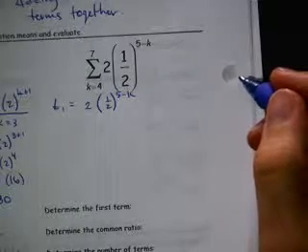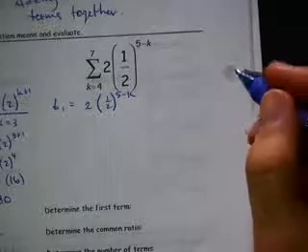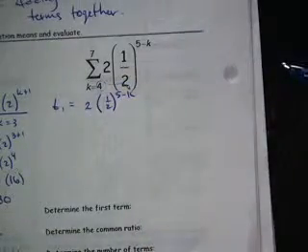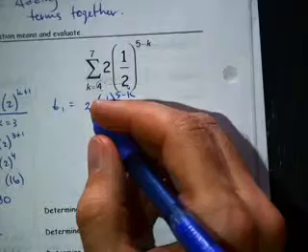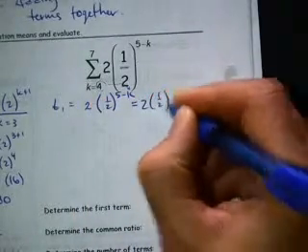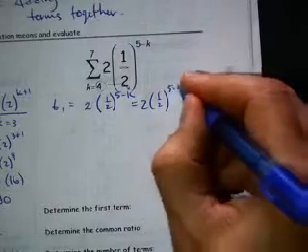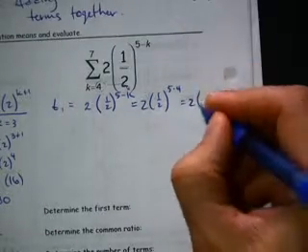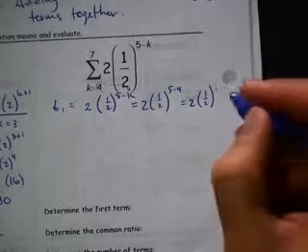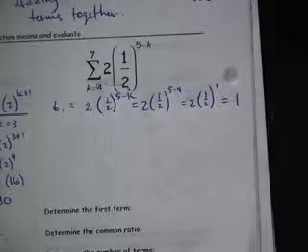5 minus k. And what is k for our first term? K is 4. 4 goes in for our first term. Let's do that. So it's going to be 2 times (1/2) to the 5 minus 4, which is 2 times a half to the power of 1, which is really just 2 times a half, which is the value of 1.